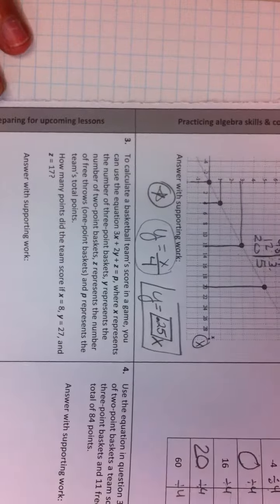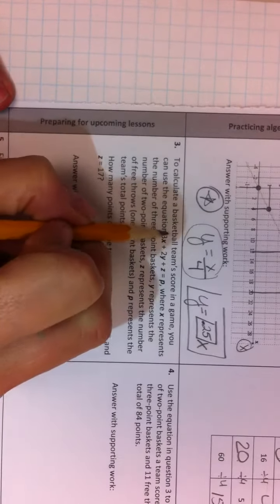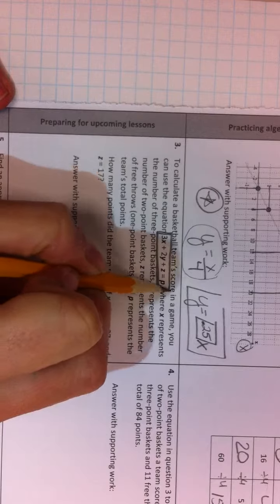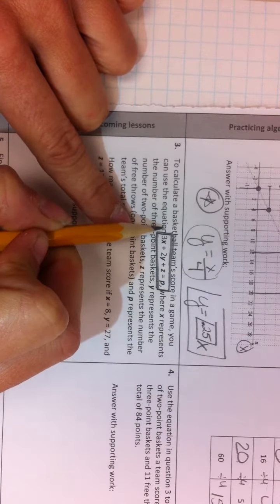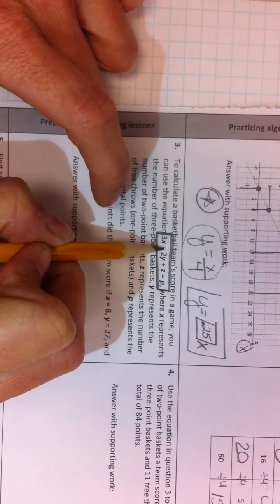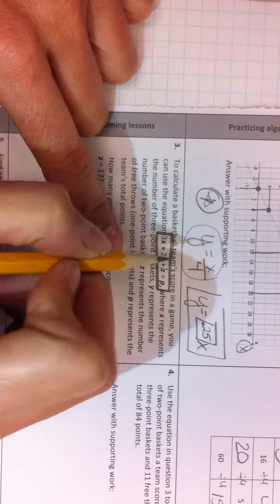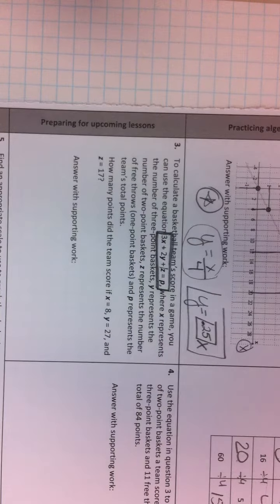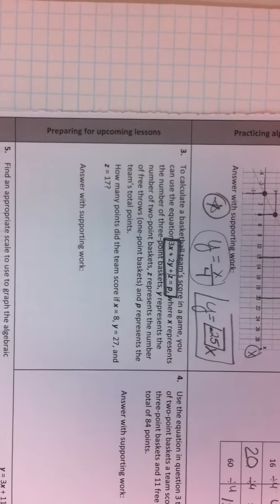All right, next one. To calculate a basketball team's score in a game, you can use the equation. Go ahead and box that in because you know that's going to be important. X represents the number of 3-point baskets. Y represents the number of 2-point baskets. And remember, there's an invisible 1 in front of this Z. So Z, what's worth 1 point in basketball? A free throw. So Z will be the number of free throws that we have.